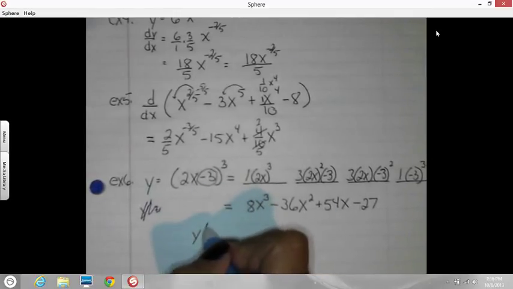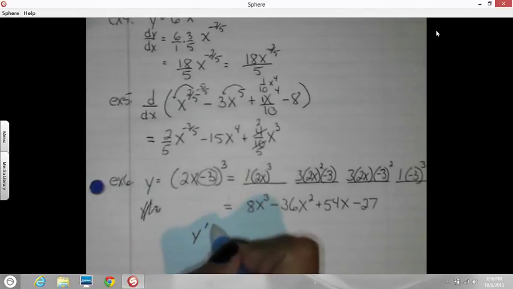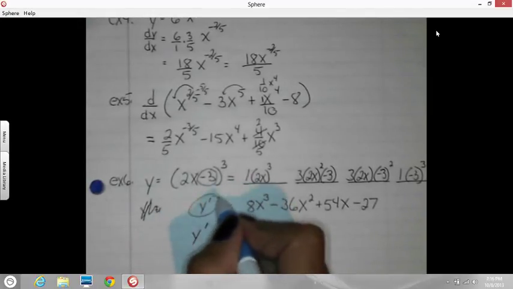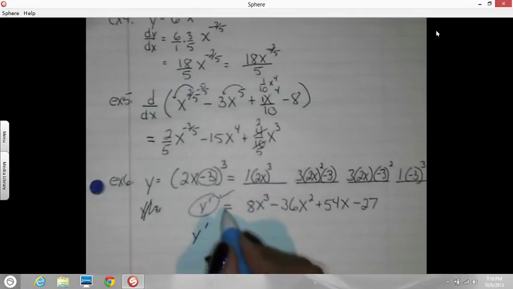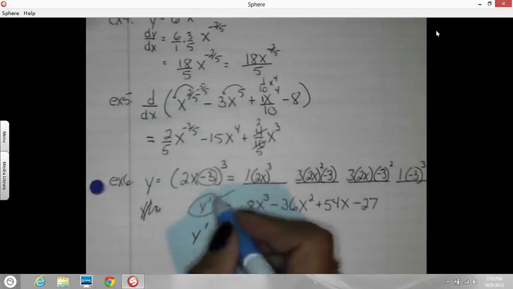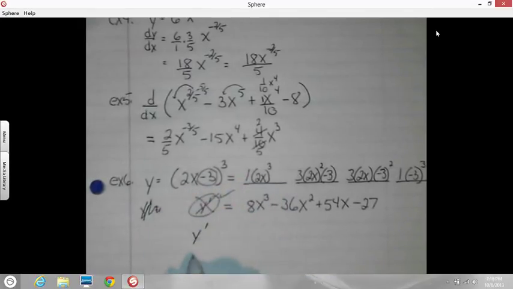So you got to tell me, now this starts the derivative. If you were to put y prime here, I would definitely take a point off on the test or quiz, because that is not the derivative. That's still the function of y, just expanded. So be careful on the notation.